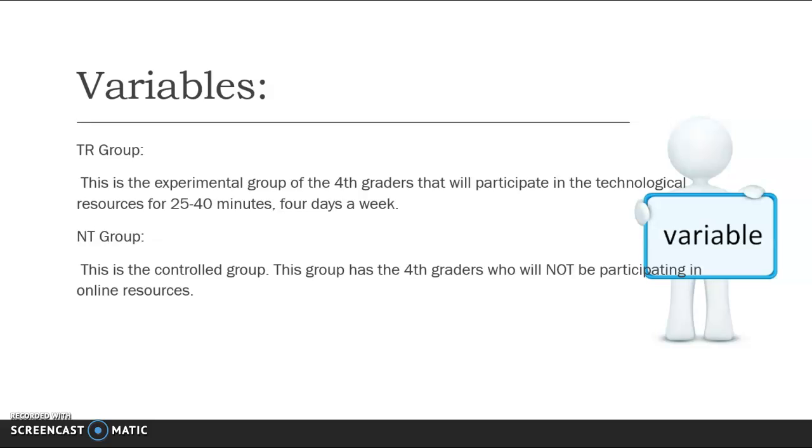The different variables. I have the TR group and the NT group. The TR group is the experimental group of the 4th graders that will participate in the technological resources for 25 to 40 minutes 4 days a week. The NT group is the control group. This group has the 4th graders who will not be participating in the online resources.